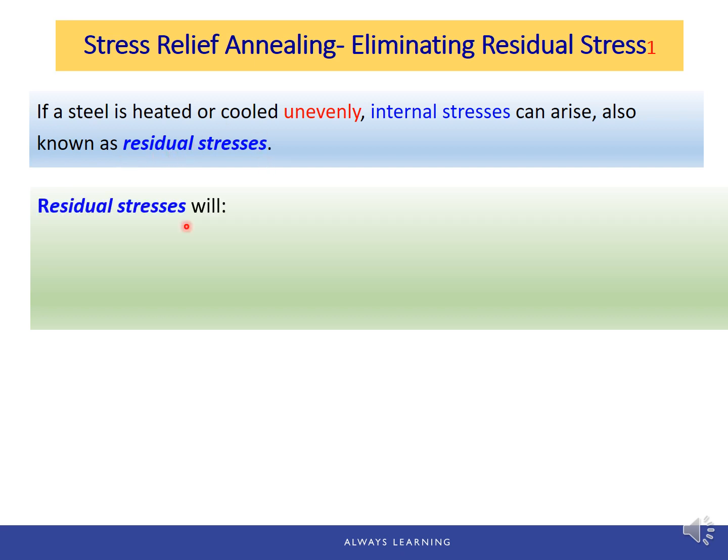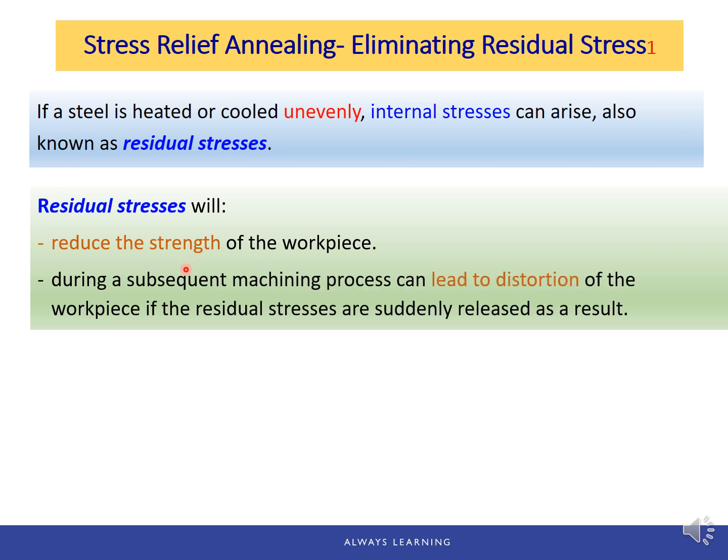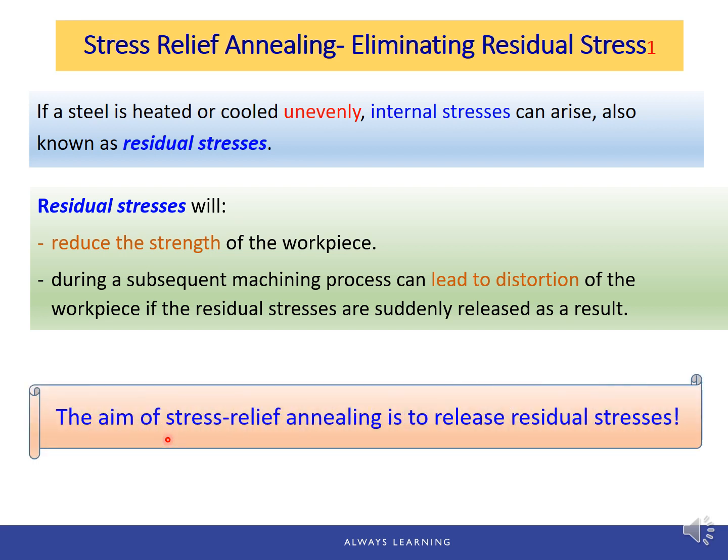So if a material has residual stresses, first of all, the strength of the material will be reduced. And second, during a subsequent machining process, the residual stresses can lead to distortion of the workpiece if they are suddenly released. Therefore, we have to eliminate the residual stress, and the aim of stress relief annealing, by the name, is to release residual stresses.